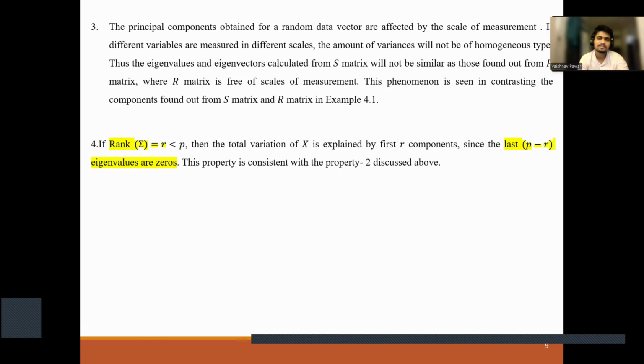So, variance covariance matrix and correlation matrix. That is, the total variance of X is explained by r components, and the last p minus r eigenvalues are zero. This property is consistent with property 2, that is the lambda criterion.